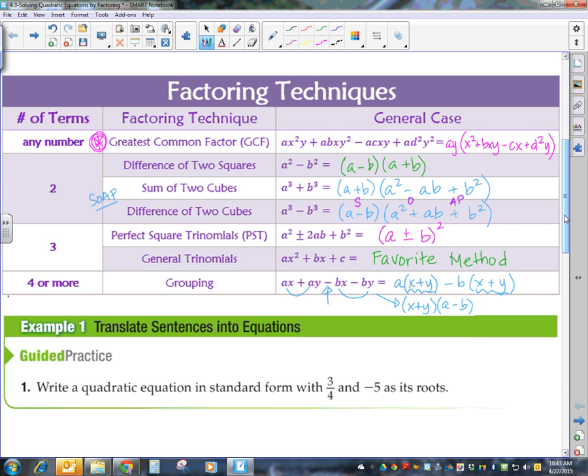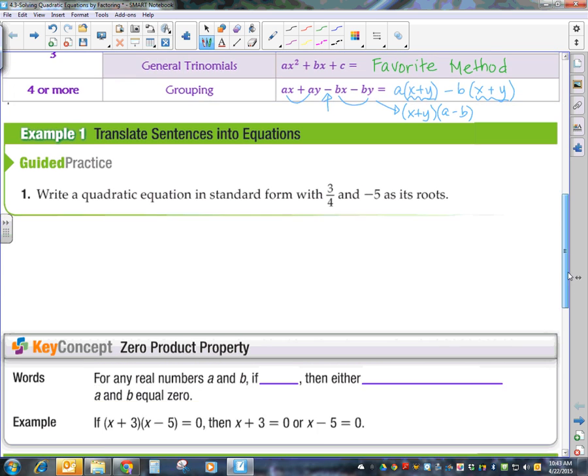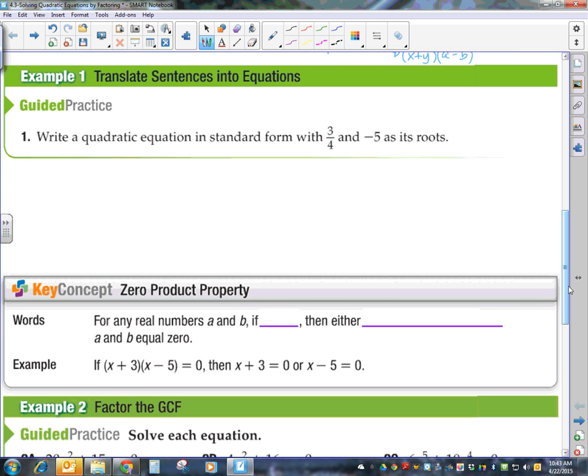Okay, so let's go do some problems all about factoring and know all the different things they're going to ask you. Write a quadratic equation in standard form with 3/4 and -5 as its roots. So we've talked about we had that chart yesterday where we went back and forth and what does it mean. So if these are my roots, then that technically means x equals 3/4 or x equals -5.